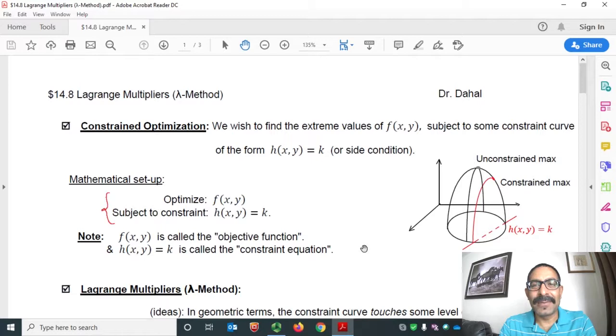In today's class I am going to cover Lagrange multipliers, which is also called the lambda method, to find the maximum and minimum of functions. So let me start the class right away.